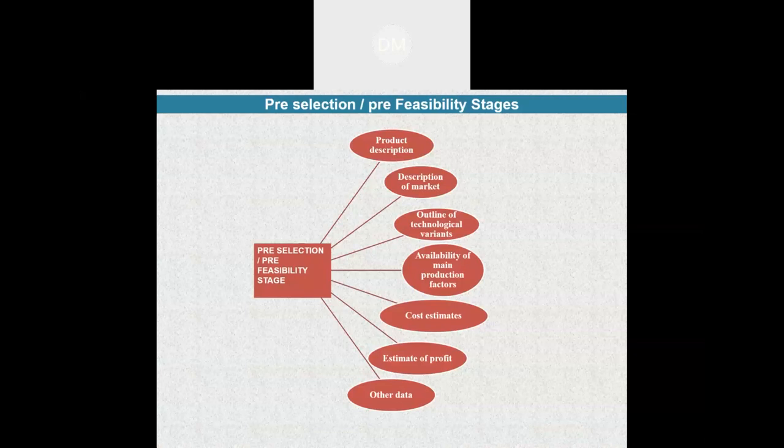Then estimate of profit, so calculation of balance sheet or material balance sheet. We know the idea about the exact profit from such product. Okay, then some other factors, product means educational, industry, then some local issues. So these are some points related to the pre-feasibility stages or pre-selection stages.